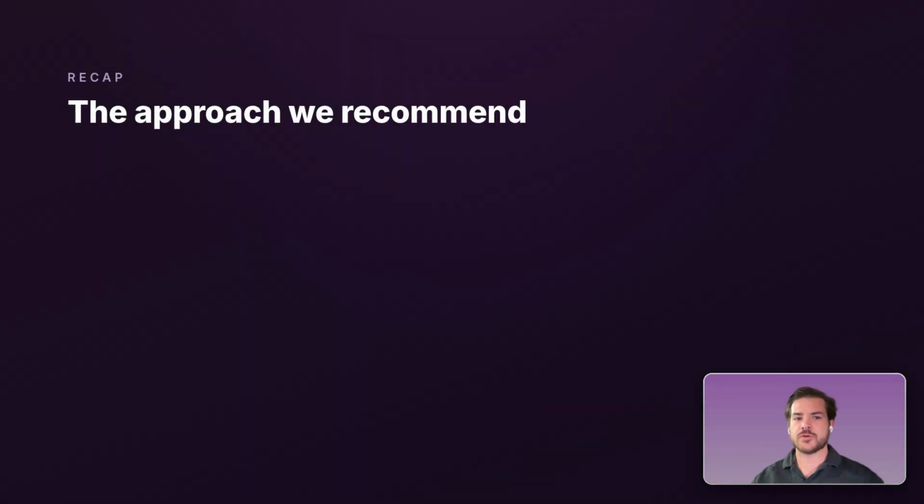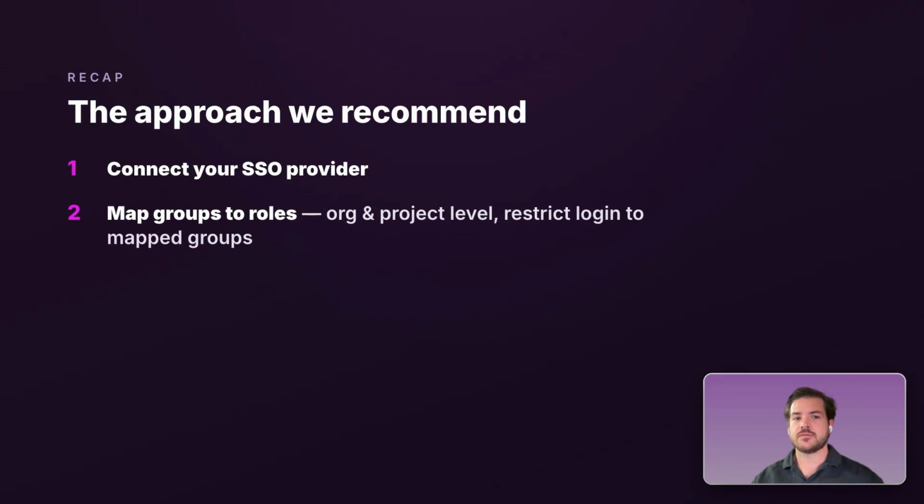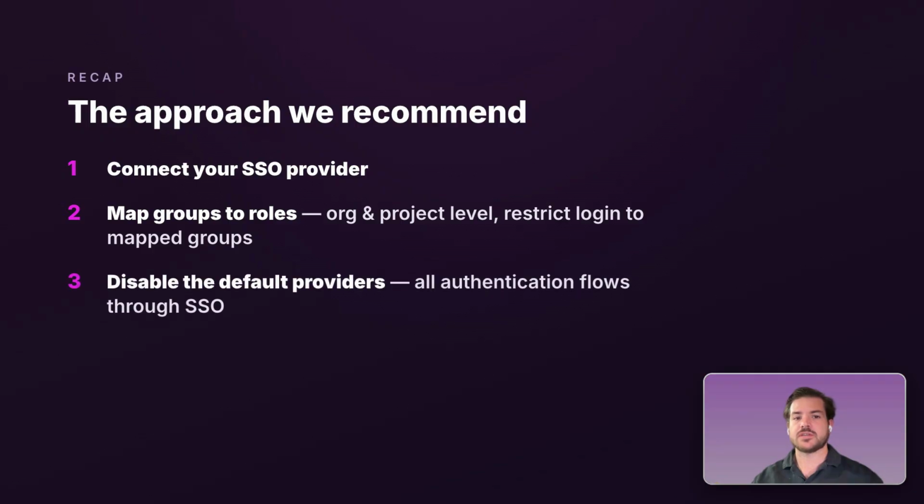So to recap the approach we recommend, first, connect your SSO provider. Second, set up group mappings at both the org and project level and restrict login to mapped groups. Third, disable the default providers so all authentication flows through SSO. And fourth, if you're self-hosted, consider managing providers and mappings in version control through your Helm chart.